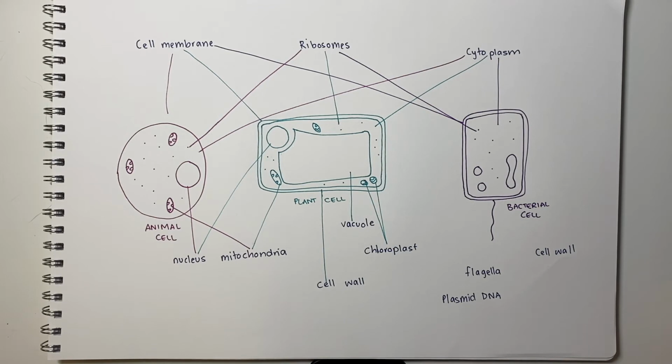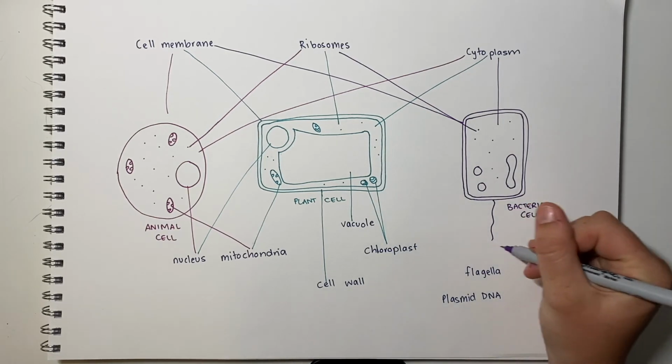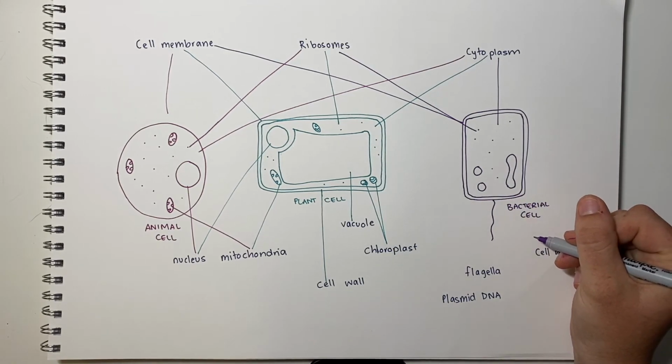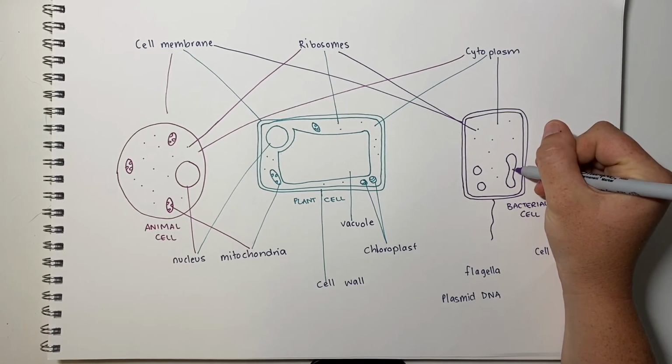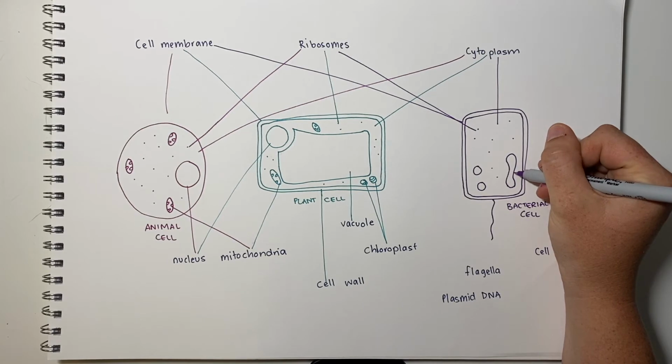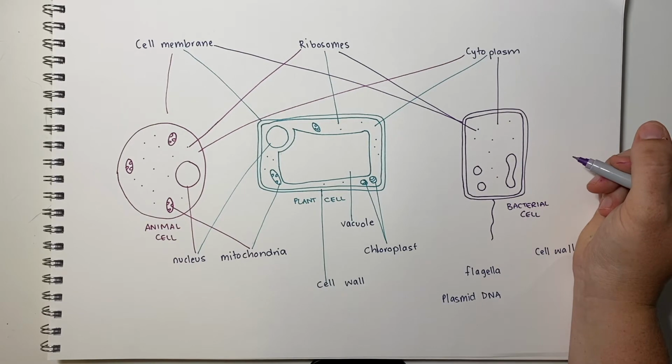Bacteria cells have unique structures. They have circular chromosome DNA. This DNA floats freely in the cytoplasm. It is single-stranded and circular, and it controls the cell's activities and replication.